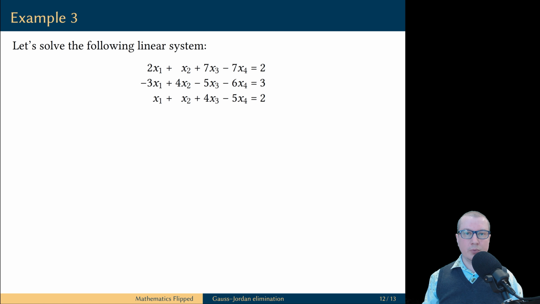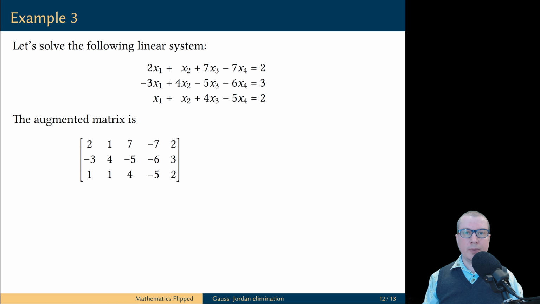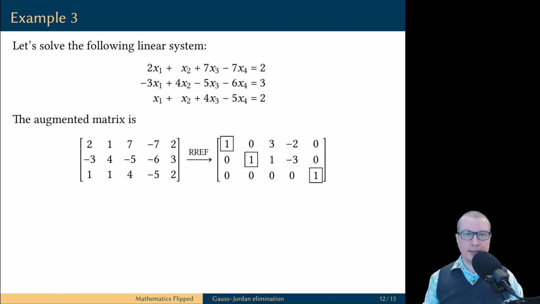Let's work out one more example. In this case, it is a system of 3 equations in 4 variables. Let's write the augmented matrix of this linear system. And after we apply the Gauss-Jordan elimination algorithm, this is the reduced row echelon form that we obtain.